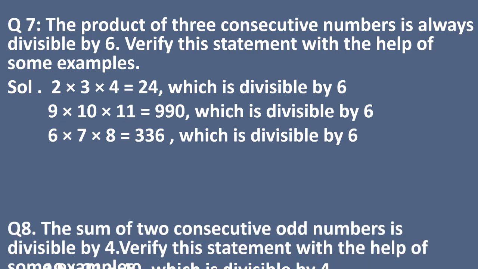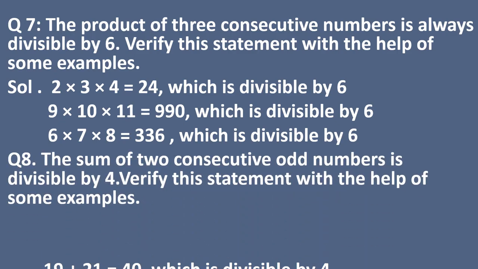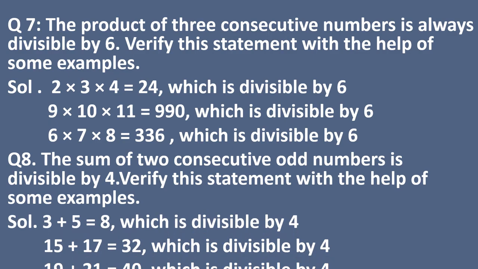Same in question number 8. Here you have to find out two consecutive odd numbers. Then find out their sum and check whether the number is divisible by 4 or not. Two consecutive odd numbers I have taken. First 3 and 5. 3 plus 5 is 8. It is divisible by 4.